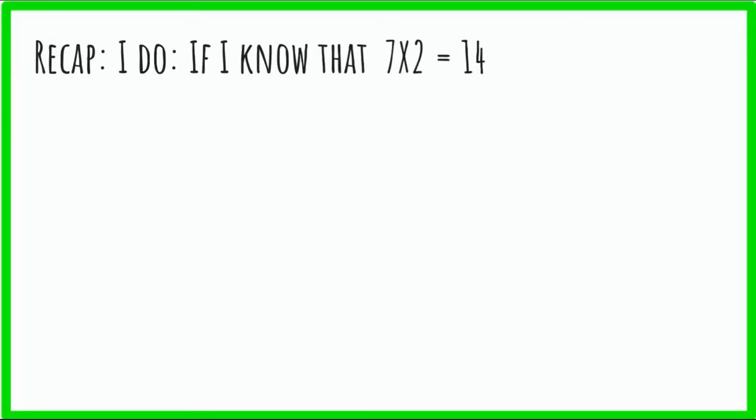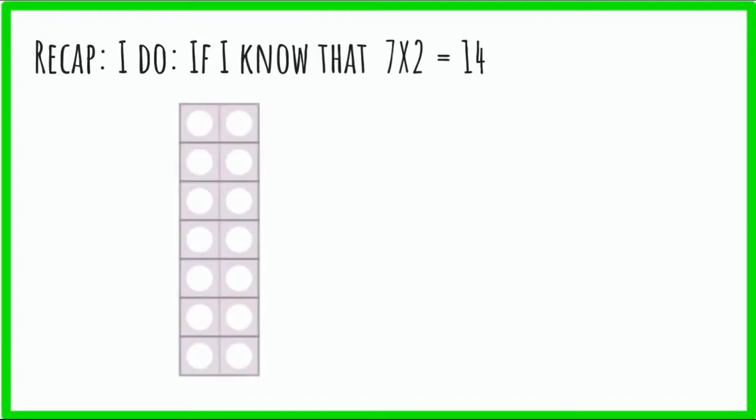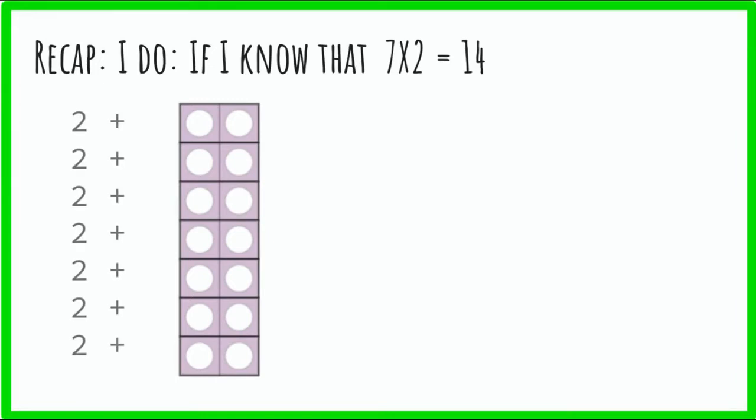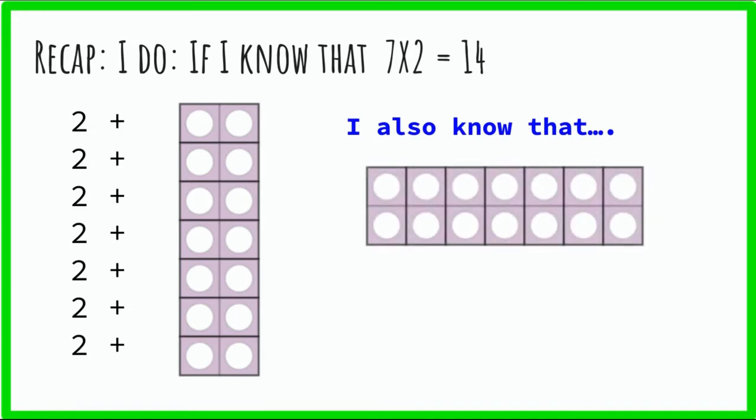If we also refer back to the work that we did in spring term, if I know that 7 times 2 is 14, so there's my array that shows 2 across and 7 going down. There's my repeated addition. I also know that 2 times 7, so I've got 7 across, 7 across and another 7 across. So 2 times 7 is 14.